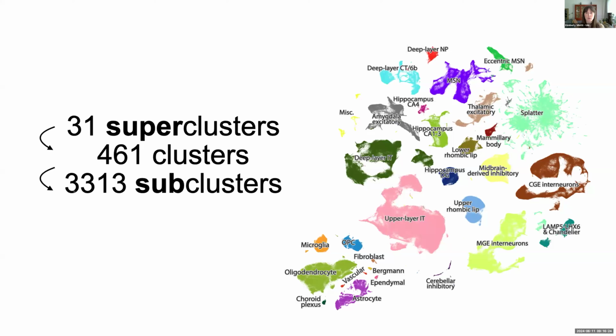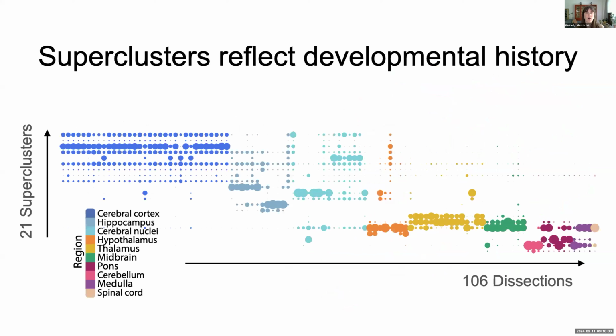But I just want to point out a few of the major observations we made about the overall structure of the brain and the diversity that we saw. So one of the first things that we noticed about the results was that the superclusters largely reflected their developmental history. So here I'm showing a plot where each dot represents the fraction of cells to come from a specific dissection and contribute to a specific supercluster.